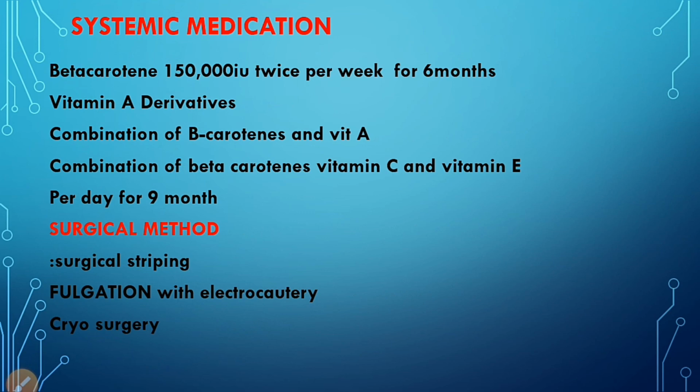Also, vitamin A derivatives can be used, and a combination of beta carotene and vitamin A can also be used, or a combination of beta carotene with vitamin C and vitamin E can also be used per day for 9 months. And in the surgical method, surgical stripping is done. With the help of a surgical instrument, the white patch is removed. Also fulguration with electrocautery, so you can remove it with electrocautery too. And also cryosurgery is done. It is the process in which the cells are frozen and the excision is done.